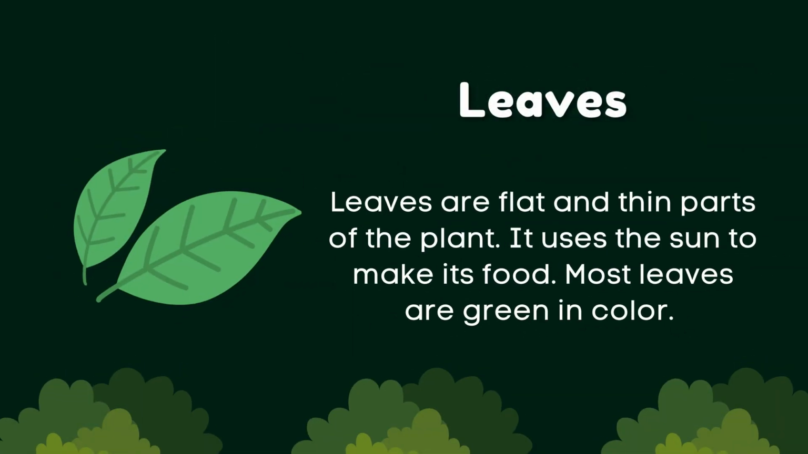Leaves. Leaves are flat and thin parts of the plant. It uses the sun to make its food. Most leaves are green in color.